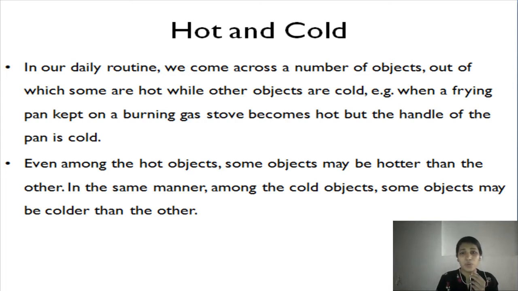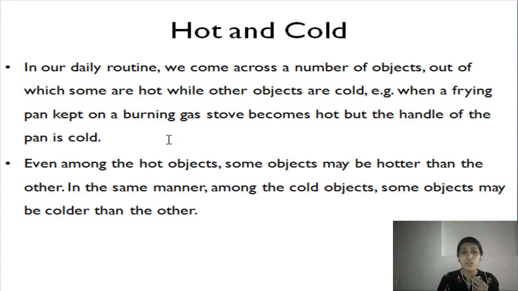In our daily routine, we come across a number of objects, out of which some are hot and some are cold. For example, when a frying pan is kept on a burning gas stove, it becomes hot, but the handle of the pan is cold. Even among the hot objects, some may be hotter than others. In the same manner, among the cold objects, some may be colder than others.